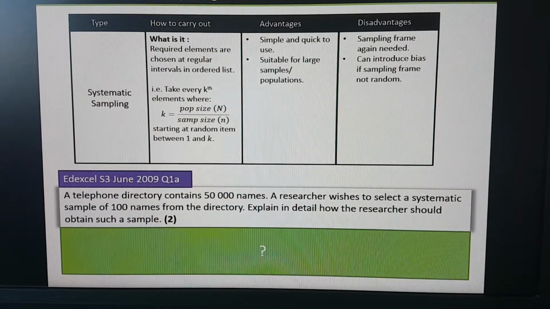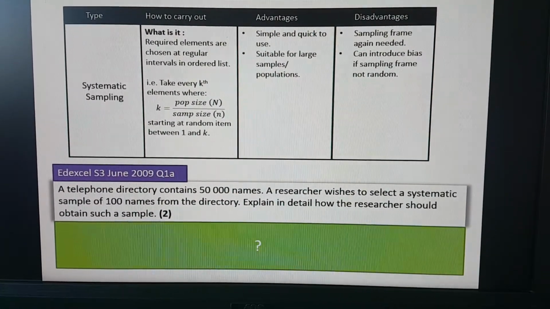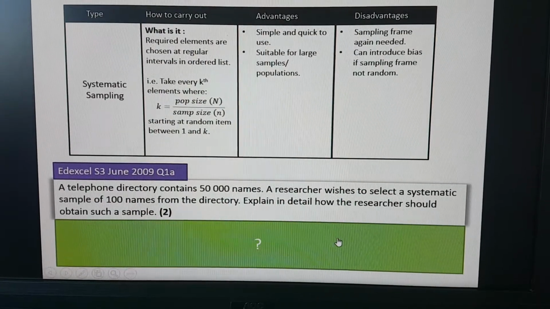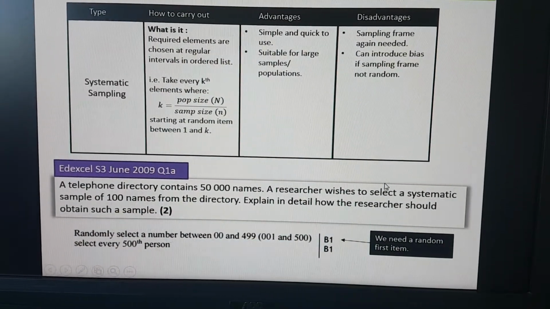That is at the bottom. There is an example for you to do. So pause it and try it. Check your answers. Okay.